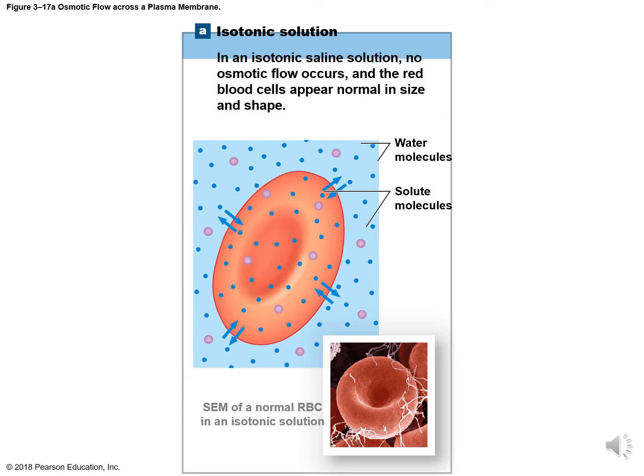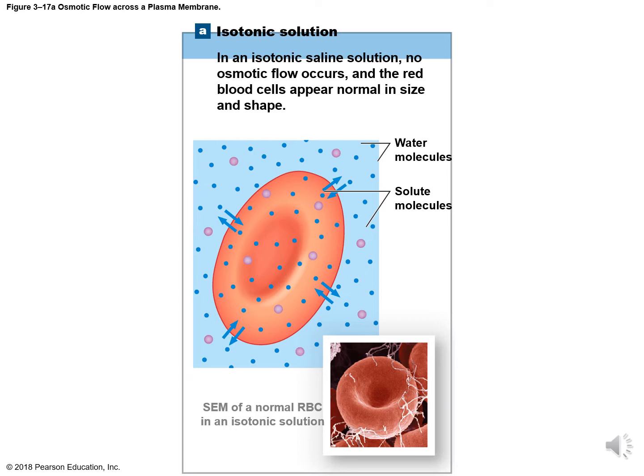Okay? So when we look at number one, we have three different possible ways of these solutions. The first one we're going to talk about is an isotonic. Now, iso means equal. So this means there's an equal concentration of solutes inside and outside of the cell. So there's going to be an equal amount of water inside and outside of the cell. And therefore, the water can diffuse across the membrane, but there will be no net change. It'll diffuse in, it'll diffuse out at the same rate.